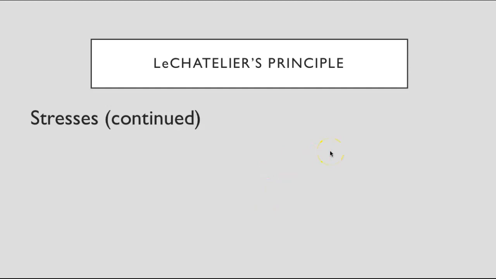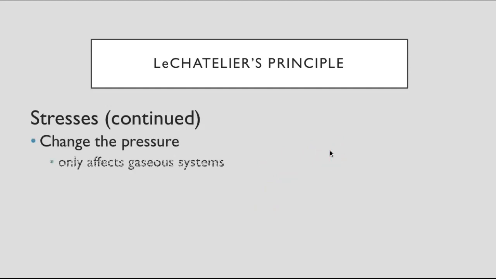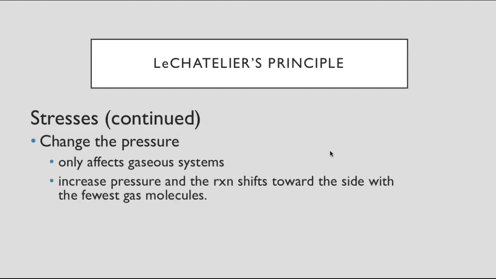The next stress would be changing the pressure. And this only applies to systems that are made up of gases. So if you increase the pressure, the reaction wants to remove that pressure, so it's going to go toward the side with the fewest gas molecules. If you decrease the pressure, it'll go toward the side with the most gas molecules. And we're going to do examples of all of these. I just wanted to go over the rules first.